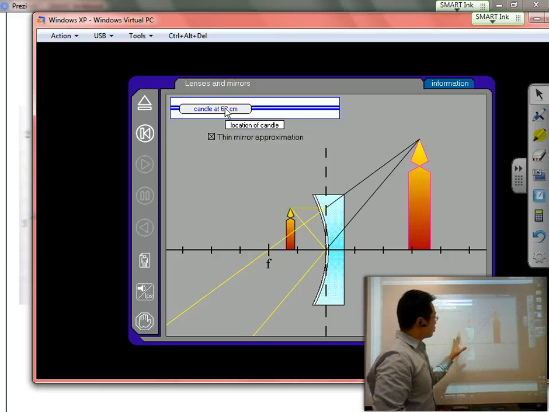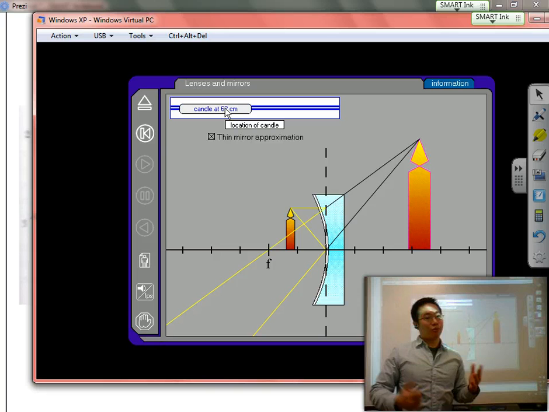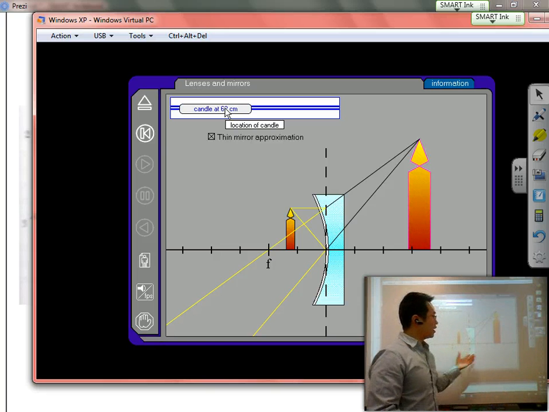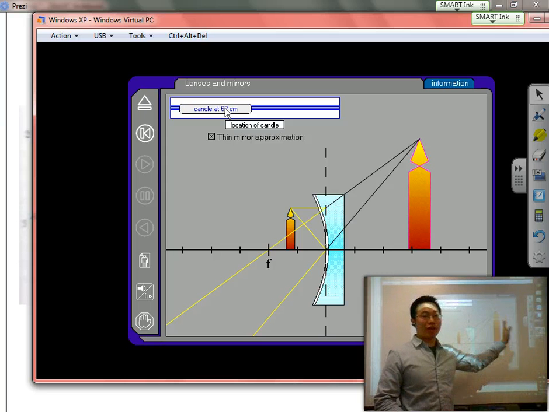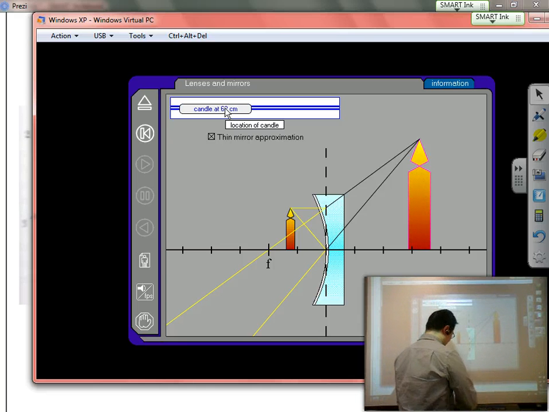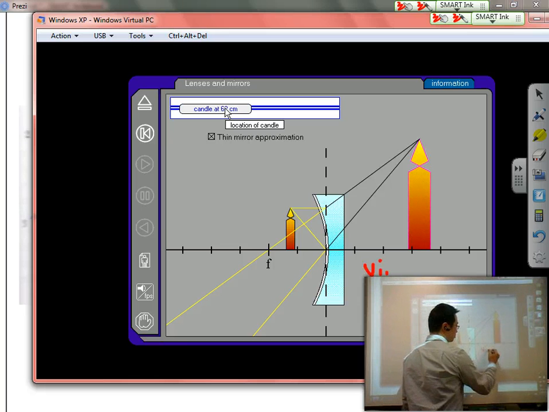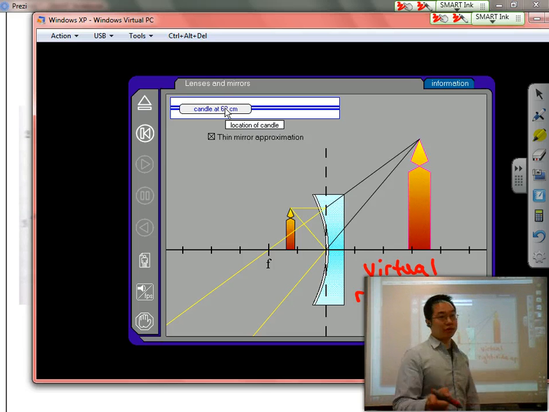In this case, we're seeing a virtual image. Now, why is it virtual? Because the rays of light aren't actually going through the mirror, and the image is being created behind the mirror itself. Okay? Keep in mind, of course, when I said that this was virtual, notice it's also right side up, because virtual images are always right side up.